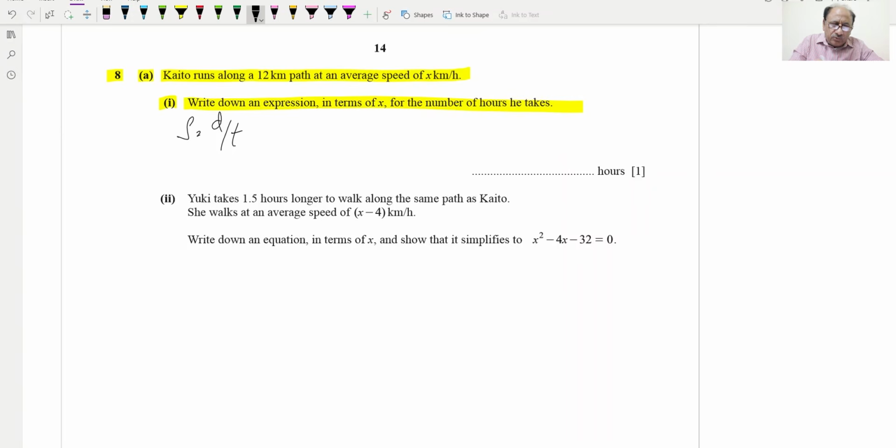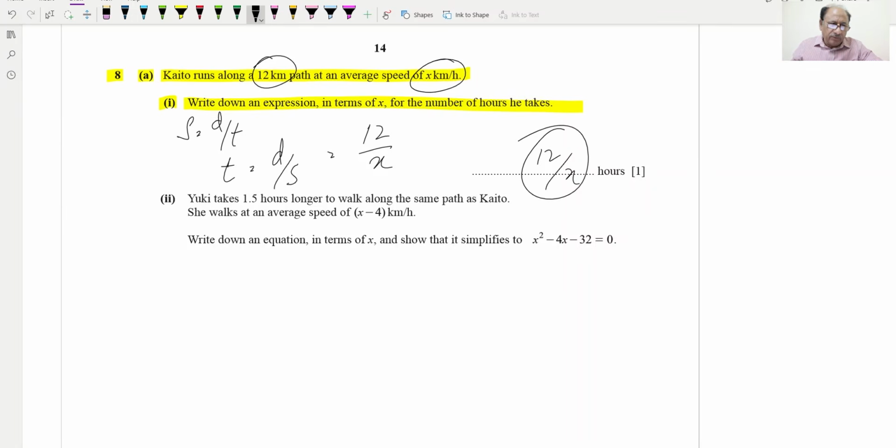Distance is basically 12 kilometers. So 12 kilometers divided by speed, and speed is this one. So for time we have to write time equals distance over speed, which is equal to 12 over x. So 12 over x will be the answer for this one.